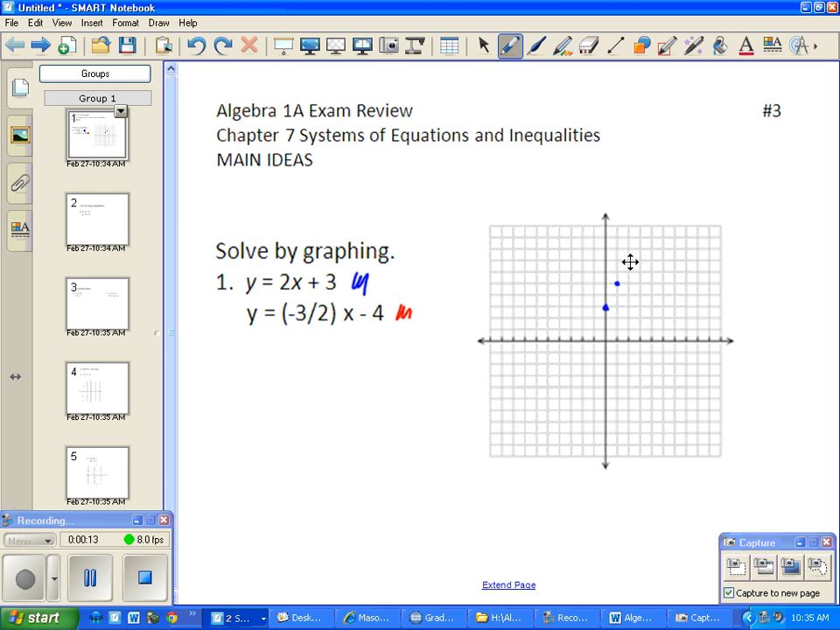So the first one, I'm going to go ahead and put a dot at 3, and then rise 2, run 1, rise 2, run 1. I'm also going to go down 2, left 1 a couple times to make a nice pretty line. I might need those points in a second.